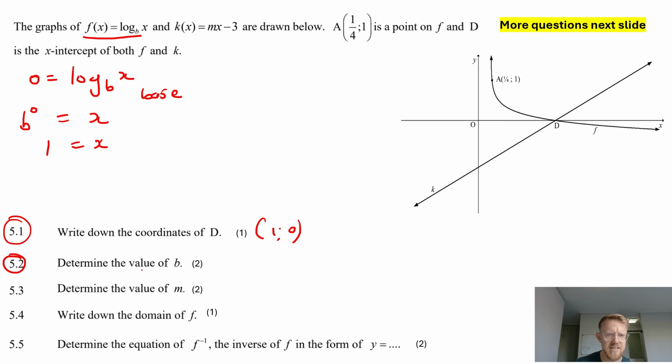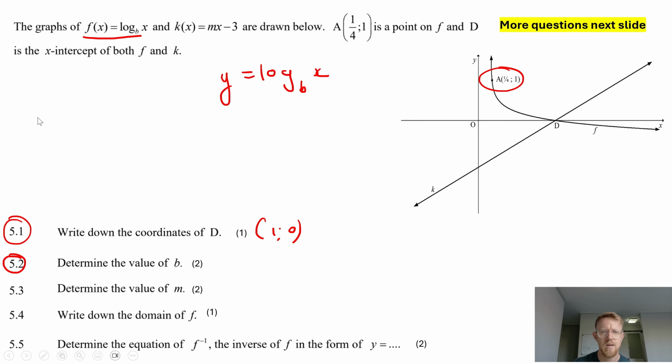This question over here says determine the value of b. So now we can go and take the equation of that log, so log base b of x, and we can simply plug in any point on that line. So let's plug in this one. Don't use this one because we've already used that. It's not going to give you any new information. And so if we plug in y as 1, b is the unknown, x is a quarter.